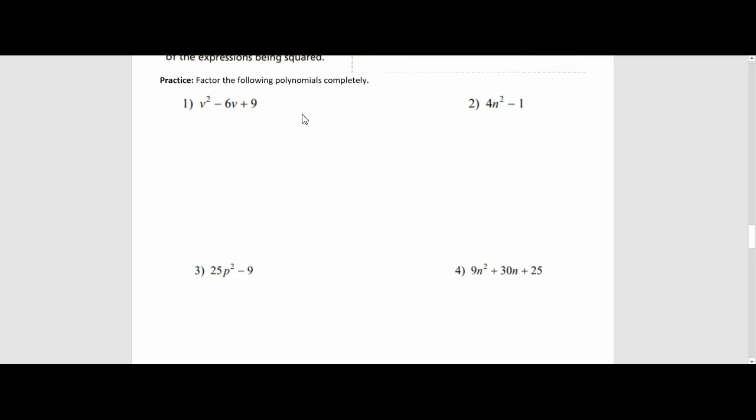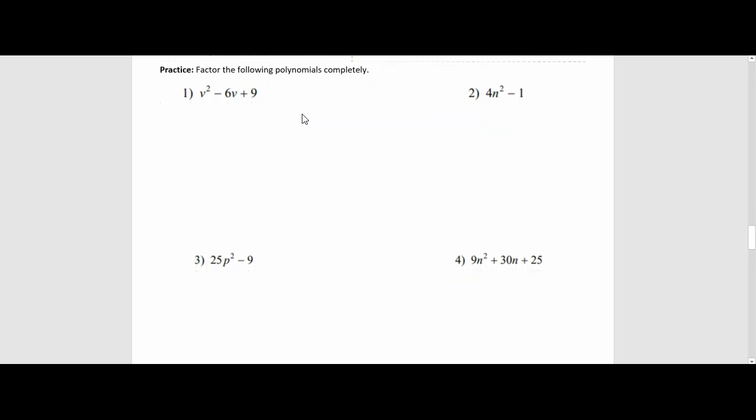Let's do number 2 and number 4. We'll end with those today. As always, pause the video, try these on your own, and then come back, check your answers, and see if you did them correctly.